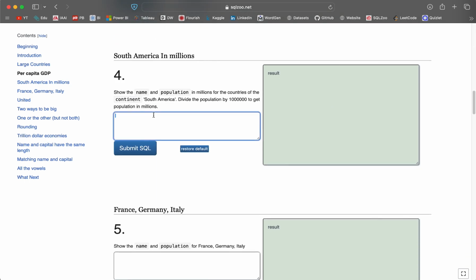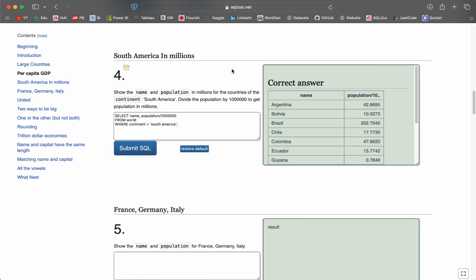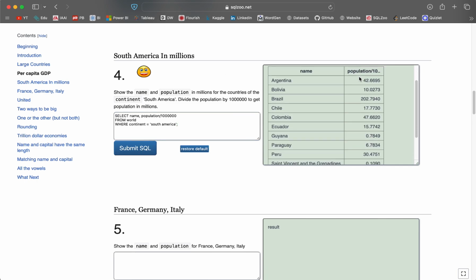Now, question number 4 says, show the name and population in millions for the countries of the continent of South America. Divide the population by 1,000,000 to get the population in millions. So we say select name, population from world where continent equals South America. And then we're going to divide population by 1,000,000 to get our answer in millions. Now we're going to run it. Beautiful. We can see the correct answer here.